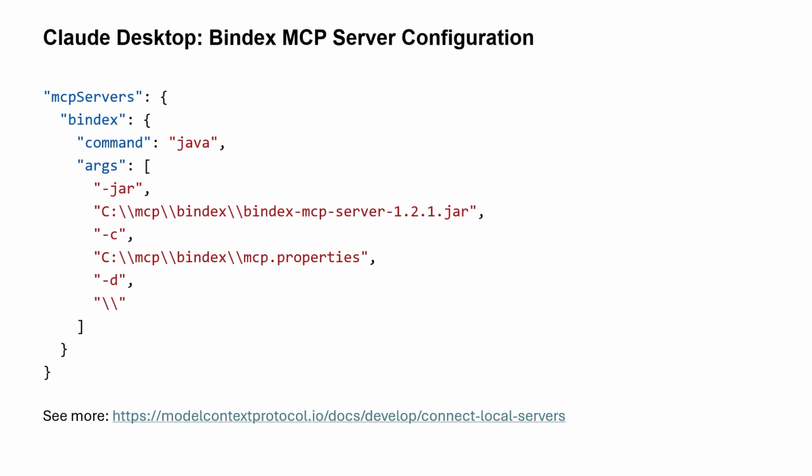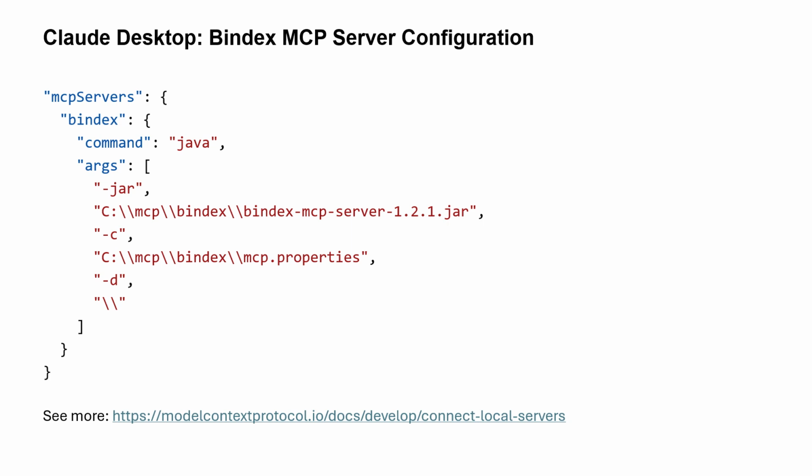To make the first test simple, we can use Claude Desktop to run the Bindex MCP server locally. In this configuration, Claude registers a new MCP server named Bindex and starts it as a Java process. The jar argument points to the packaged Bindex MCP server file. The C argument points to mcp.properties, where the server configuration is defined. The D argument defines which part of the local file system the MCP server is allowed to access. In this example, D // gives access starting from the root of the Windows file system.